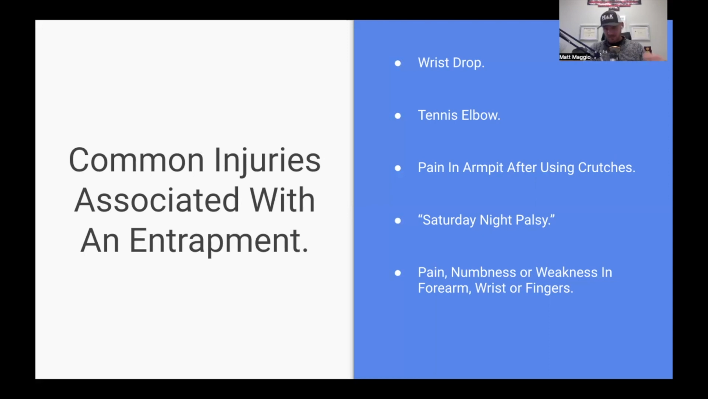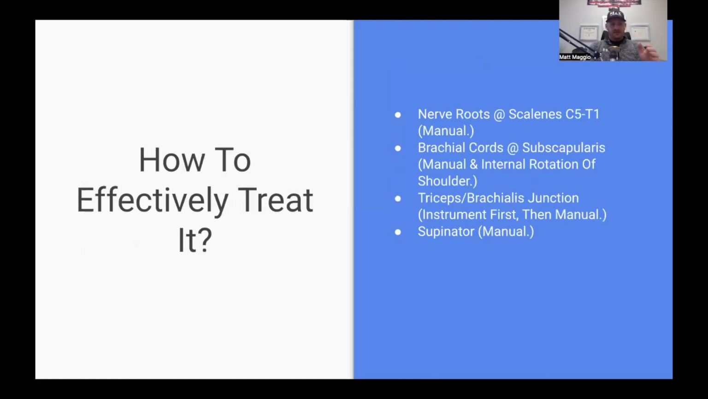And then the last one is just pain, numbness, or weakness in the forearm, wrist, or fingers. Remember what I said, that radial nerve, when it has an entrapment, the radial nerve is mixed. It does motor and sensory. So the pain definitely can be some of the sensory, the numbness is some of the sensory, but then the weakness can show as well. So that's a lot of what nerve entrapments present with, is numbness, aching, burning, tension, and pain when there is an entrapment. So how to effectively treat it?